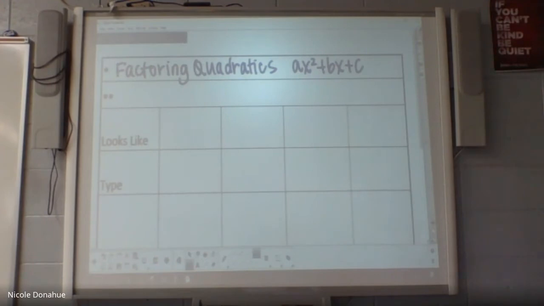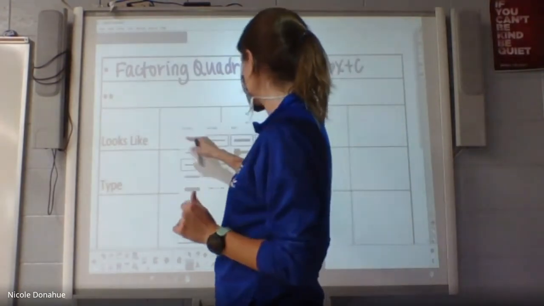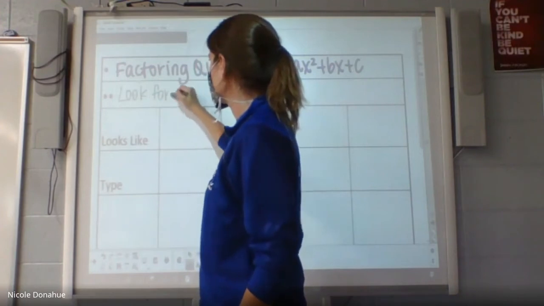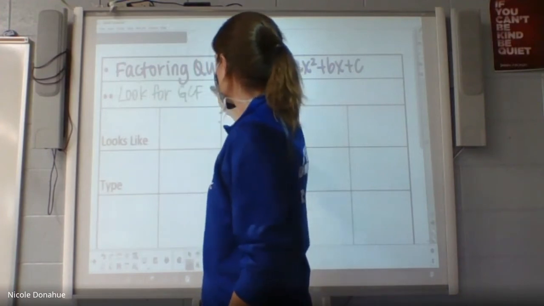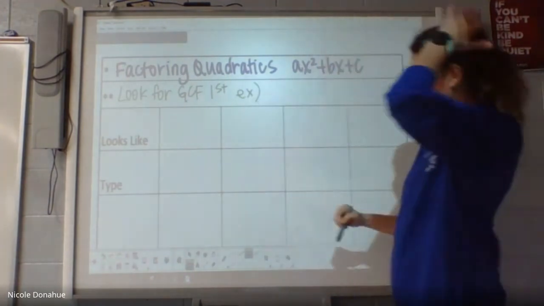It's a tougher topic. So the first thing you always want to try to do, if you're starting a factoring problem, is to look for a GCF first. I'll remind you what that is. Greatest common factor. I'll give you an example of that.